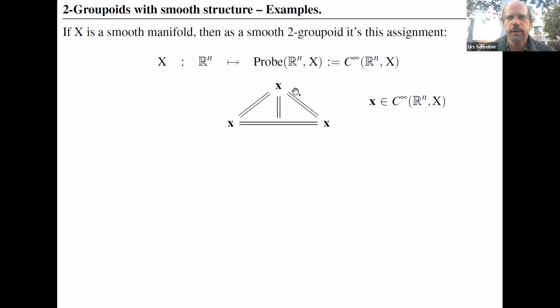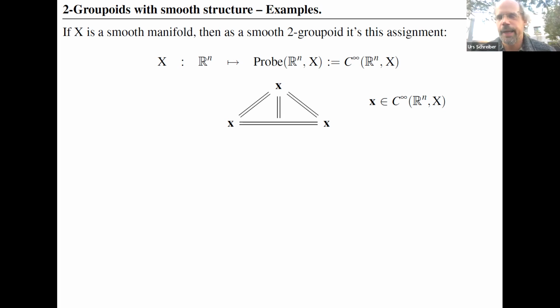It sends them all to constant 2-groupoids that just have a bunch of objects with only identity morphisms and 2-morphisms between them. And these objects, these vertices, are just the smooth functions from R^n into X, ordinary smooth functions. So this just says a smooth manifold is a bunch of points together with a rule for what it means to have R^n-parametrized families of such.